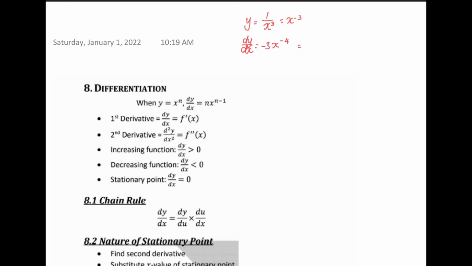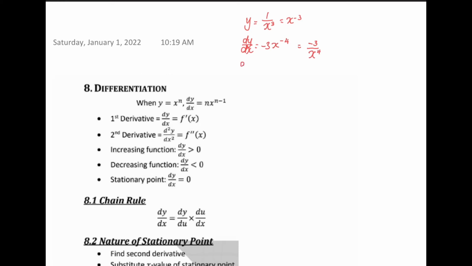So you can simplify your answer in this way. Because x takes negative power, you can bring it to the bottom. It takes x to the power of positive 4. Okay, that's how we simplify.